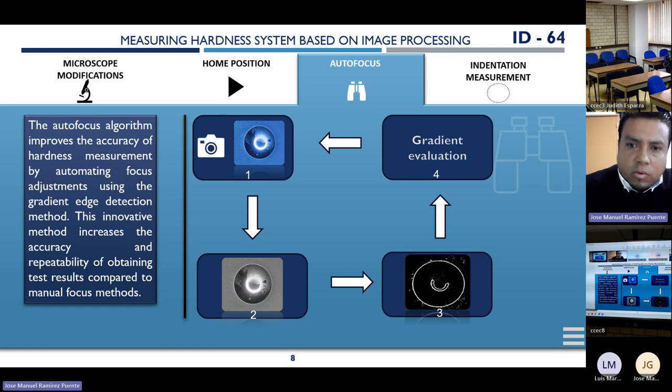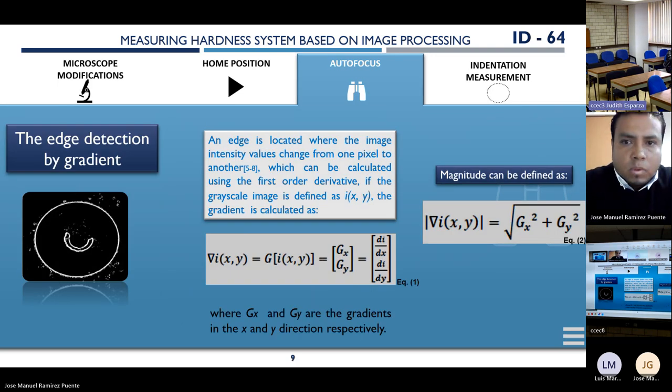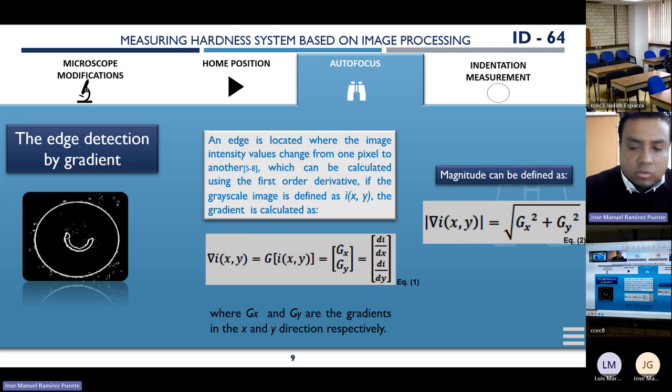The autofocus is based on a gradient edge detection algorithm, which is an iterative process. It involves capturing an image, converting it into grayscale, applying edge detection, and evaluating the maximum gradient value. The detection by gradient can be calculated using the first order derivative, applying equation one in both the x and y direction. The gradient magnitude can then be calculated using equation two.